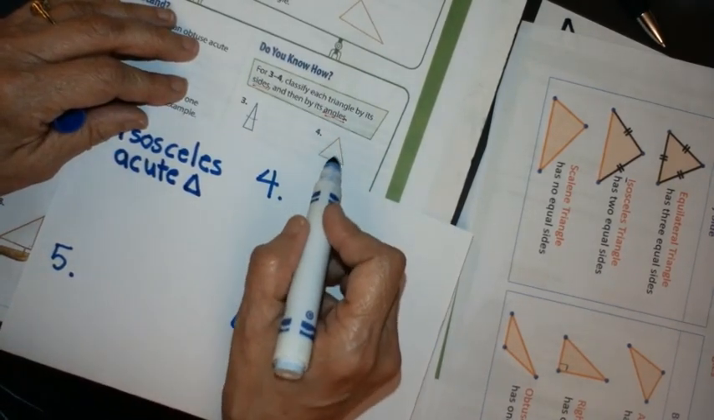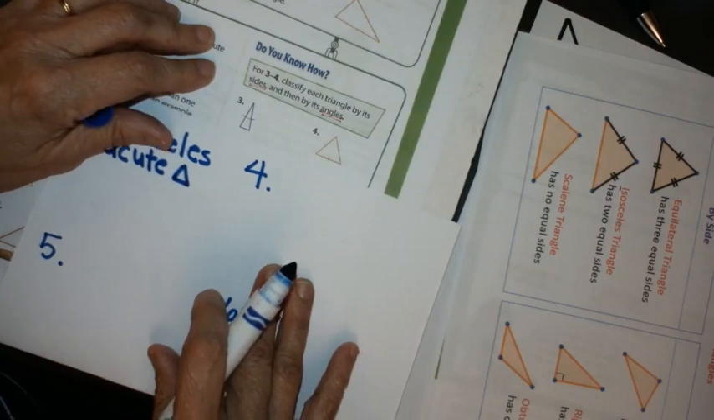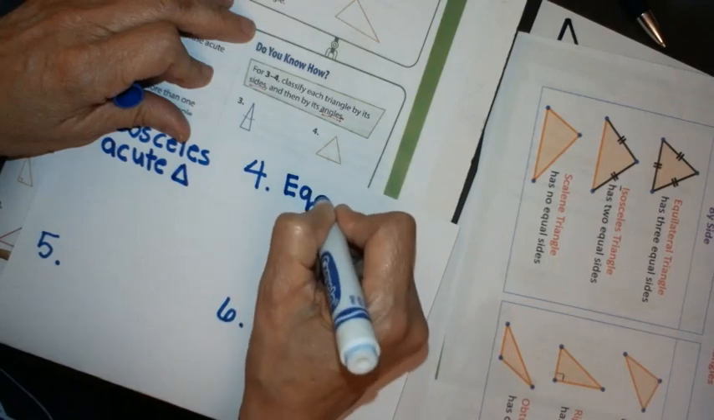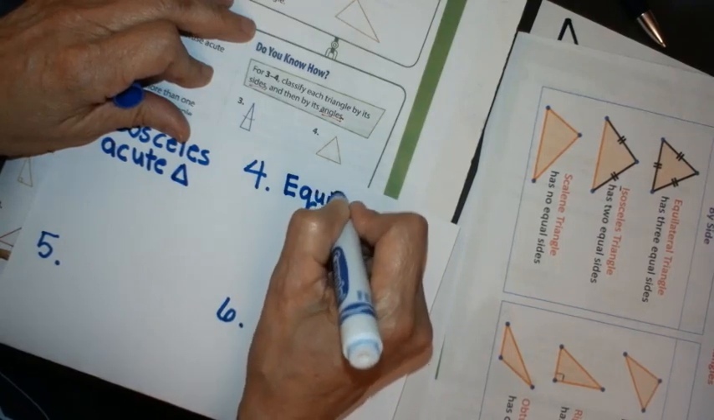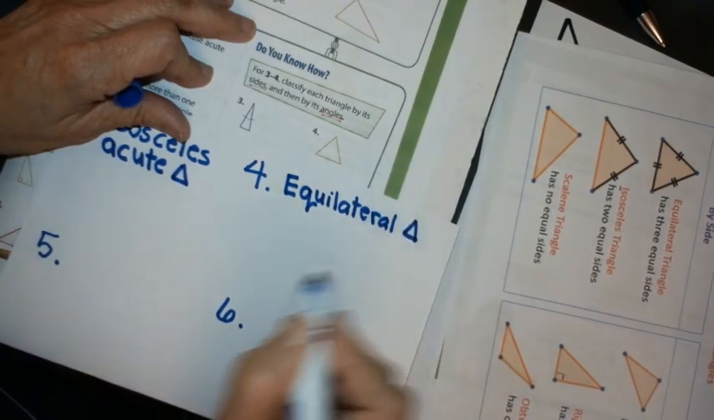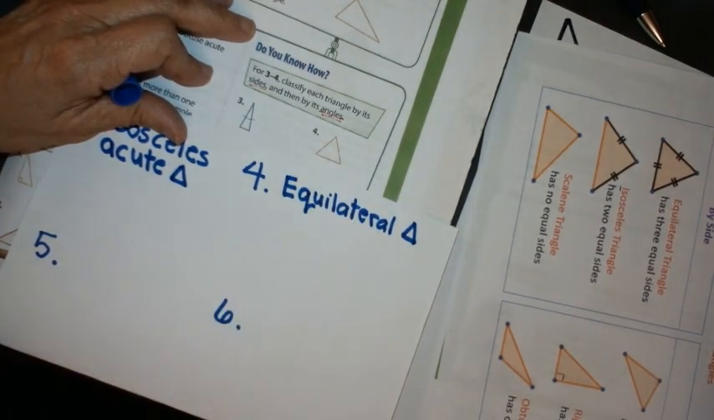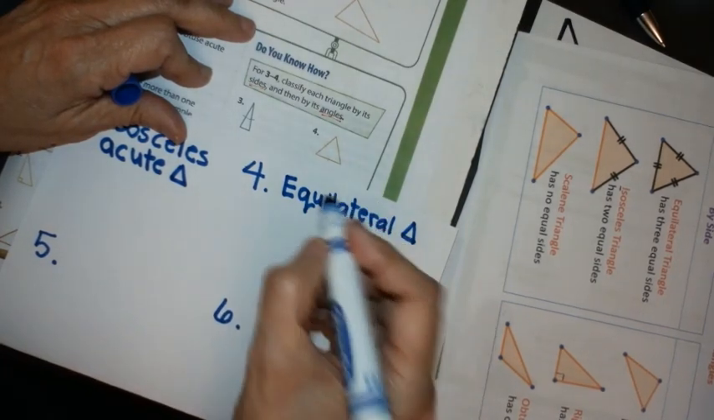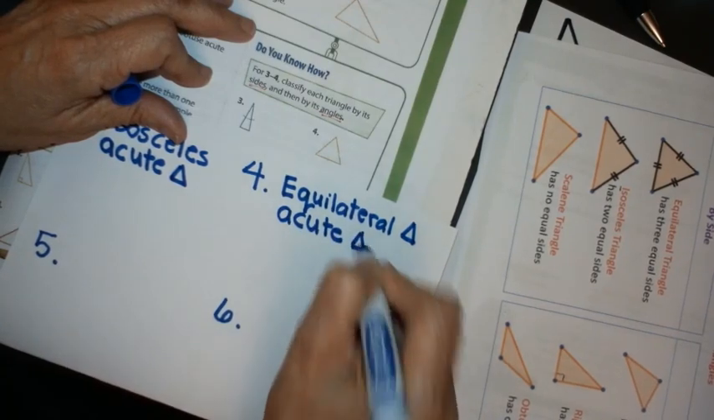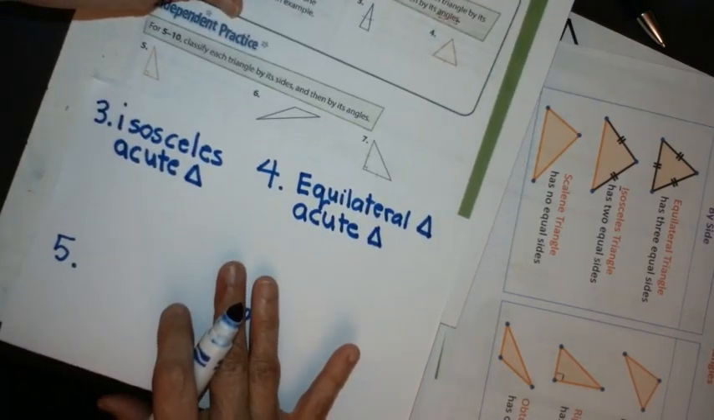Okay, so now we're going to take a look at number 4. Number 4 I can see has 3 equal sides. Well, there's only one triangle that has all sides equal, and that is the equilateral. So we can identify this triangle by its sides as an equilateral triangle. But if you take a look at its angles, all three of its angles are acute, or less than 90 degrees. So it can also be identified as an acute triangle.